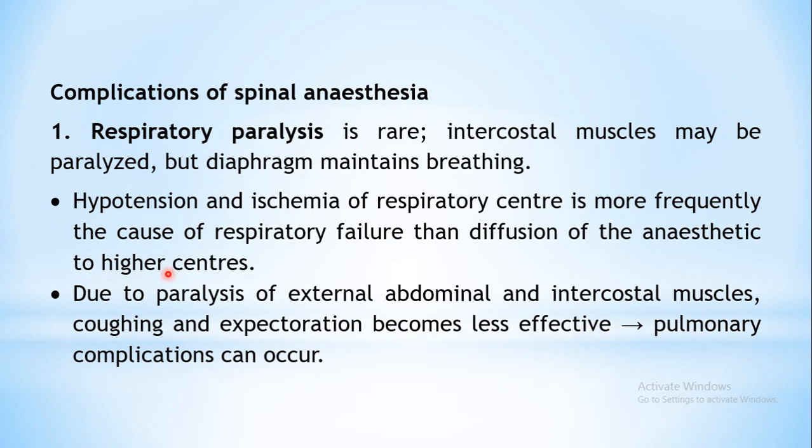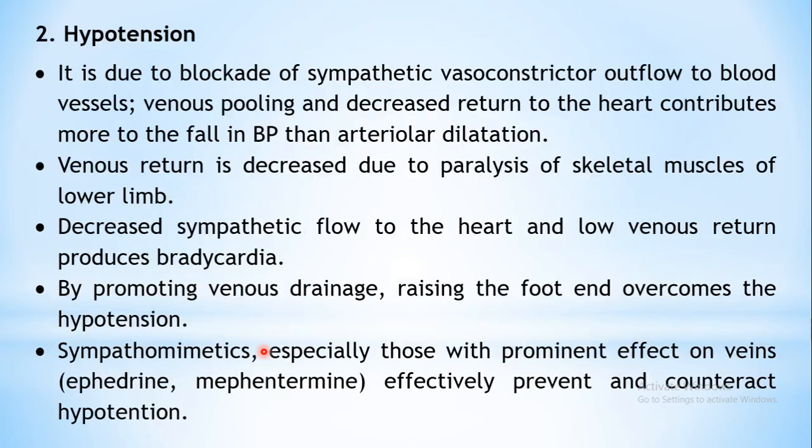Because of this paralysis of respiratory muscles, it will interfere with the normal physiology, like coughing may be affected or expectoration may become less effective, so that pulmonary complications may be seen. If anything enters accidentally in your respiratory tract, because of the coughing action it will be removed. That is interfered with because your intercostal muscles or external abdominal muscles may be paralyzed, so you may not be able to cough appropriately. So pulmonary complications may be seen in individuals in whom spinal anesthesia is used.